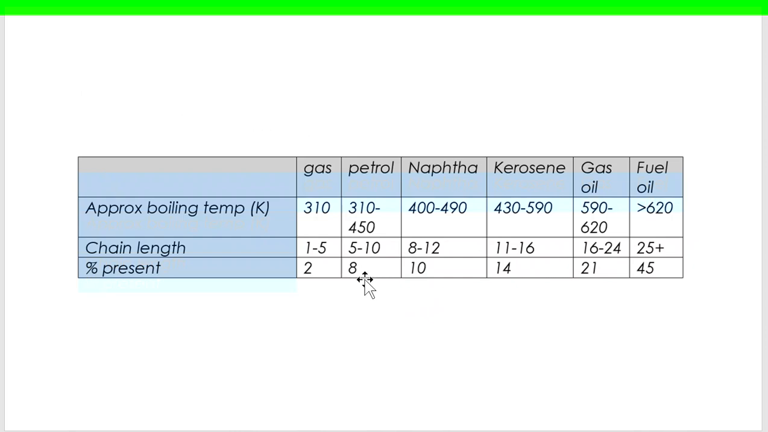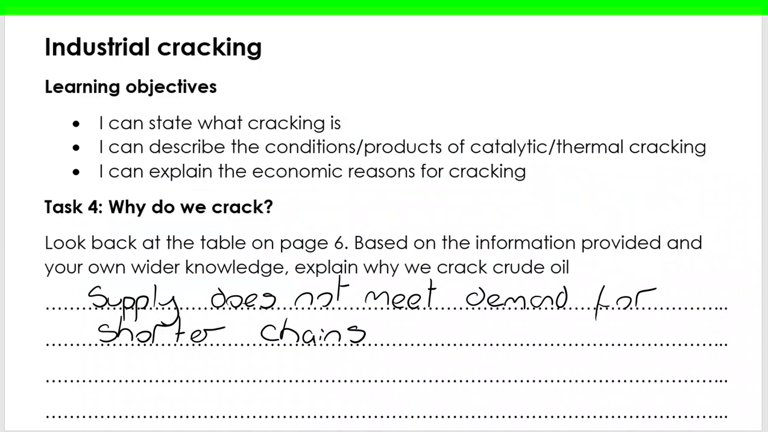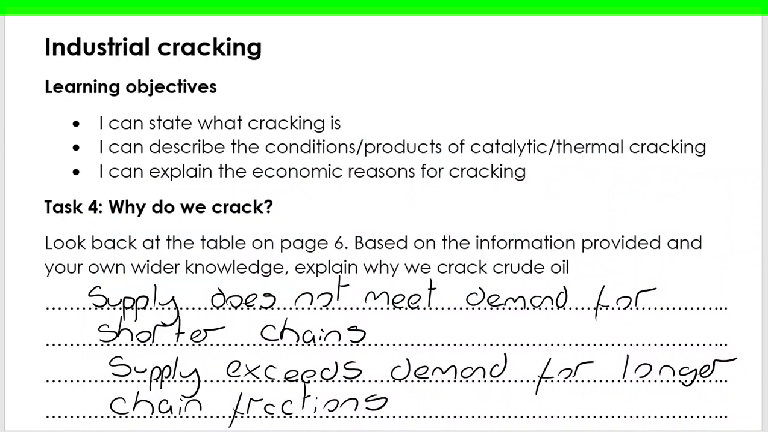If you take a look, only 8% of this crude oil sample is petrol, but we know how important petrol is to so many millions of people's lives around the world. So supply does not meet demand for those shorter chains. But furthermore, we have a greater supply than is needed for the longer chains. So cracking involves taking those long chains, breaking them down into 2 or 3 pieces, and that gives us a greater supply of the shorter chains that we have a much greater need for.